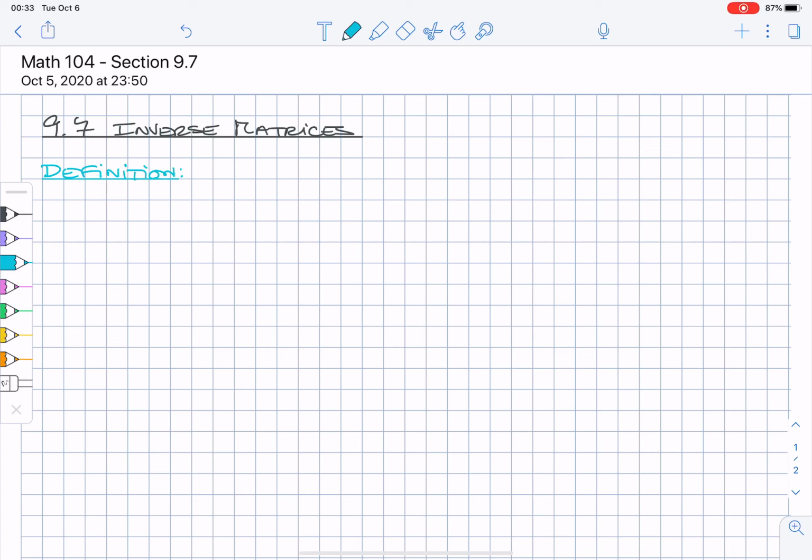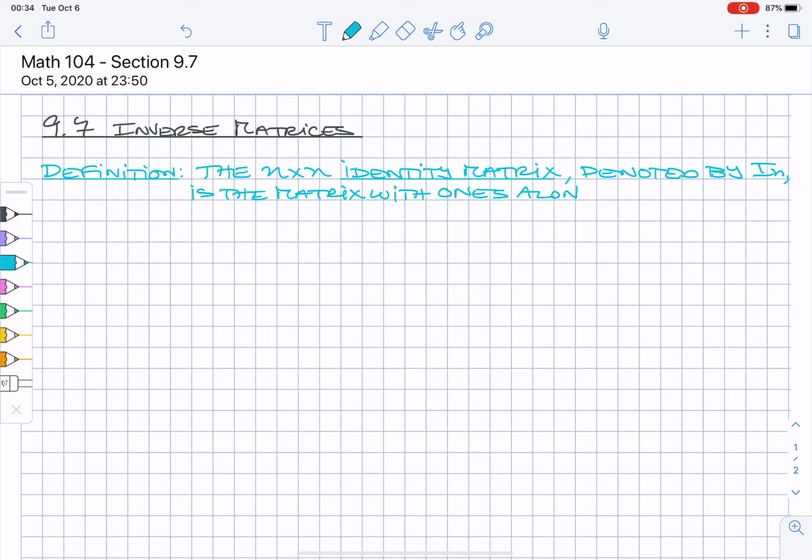First, let's define the identity matrix. The n by n identity matrix, denoted by capital I sub n, is the matrix with ones along the main diagonal, and zeros everywhere else, and zeros in all other entries.